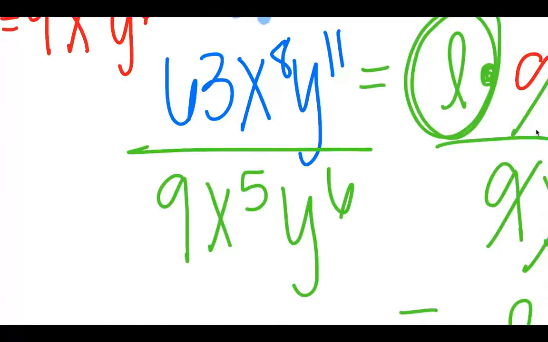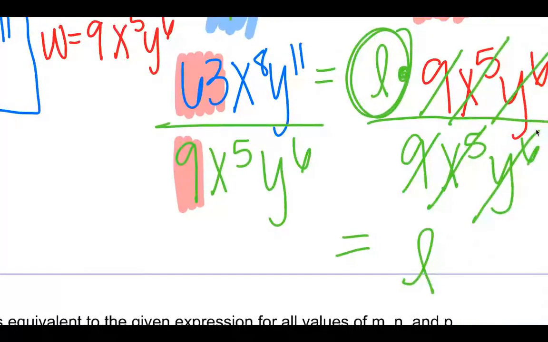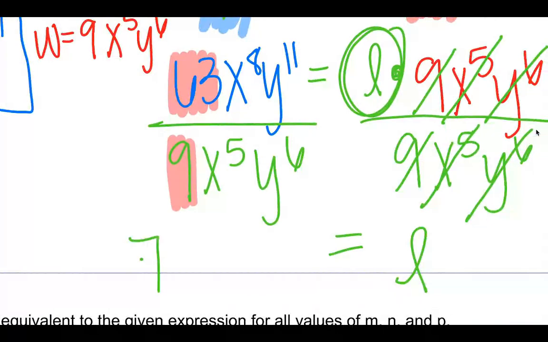So again, with dividing, I'm going to divide my whole numbers first. So I'm going to take the 63 divided by 9 first, and I'm going to get 7. Then I'm going to do my x's. So I've got x to the 8th and x to the 5th. So I'm going to keep the base of x, but then I'm going to subtract 8 minus 5 is 3.